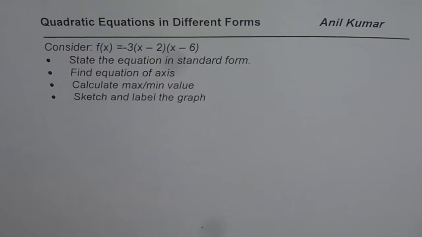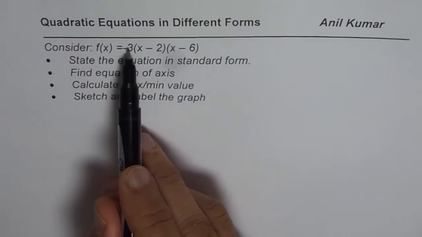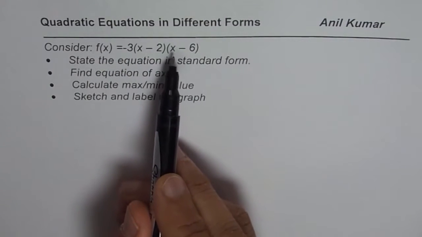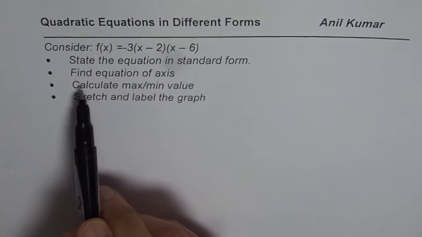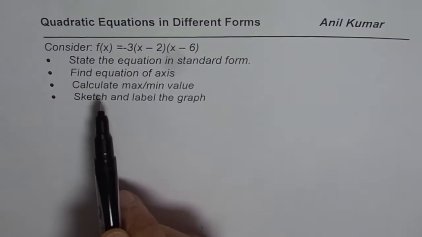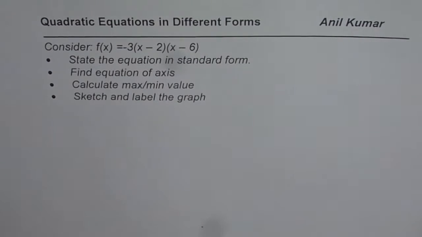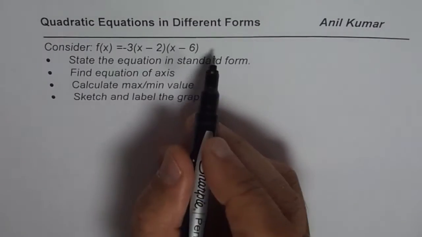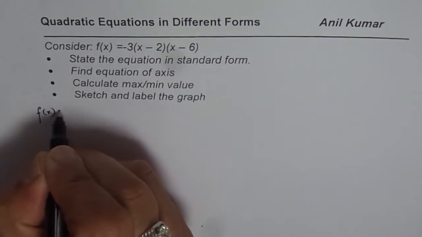The question here is, consider the function f of x equals minus 3 times x minus 2 times x minus 6. State the equation in standard form, find the equation of the axis, calculate the maximum or minimum value, and sketch and label the graph. So let's begin by writing this equation in standard form. That basically means we need to expand it, right?